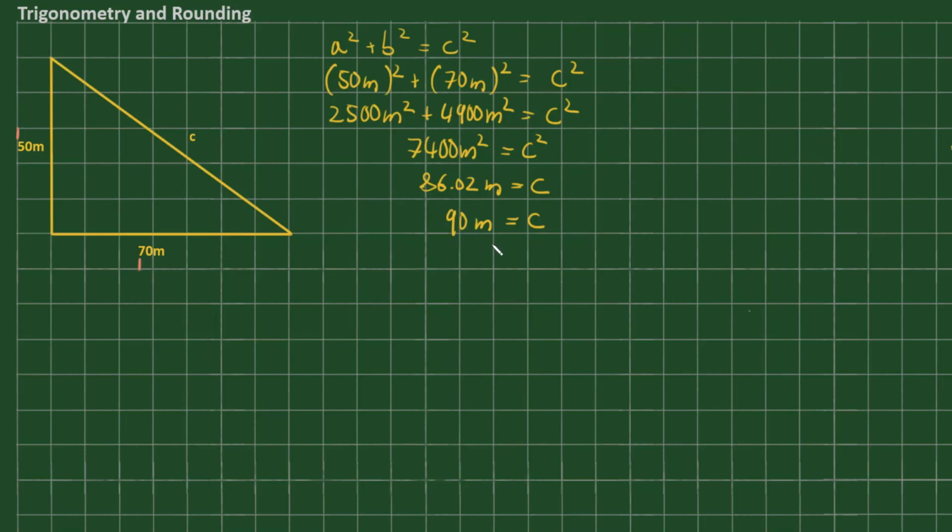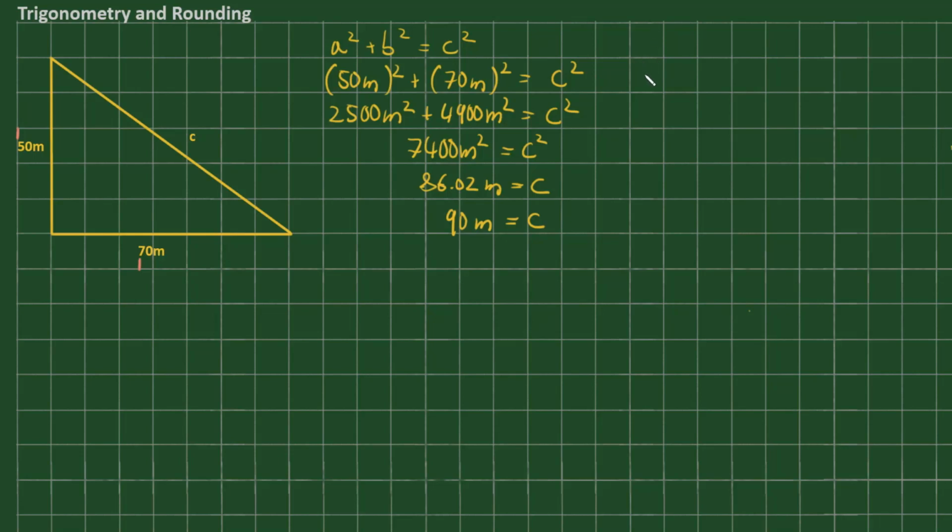And that is what we have done here. We are not saying that the square root of 7,400 is 90. We are saying that it is 86.02, and now we have rounded it to 90. So that is one way that you can approach rounding. And within the scope of this course, this is perfectly fine. Now I'm going to show you a second, technically correct way of approaching rounding.